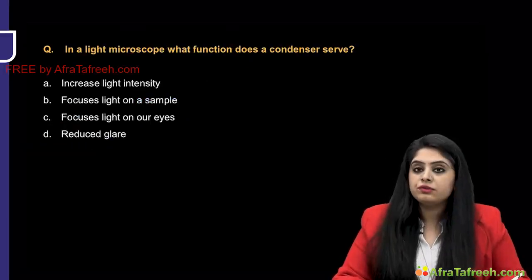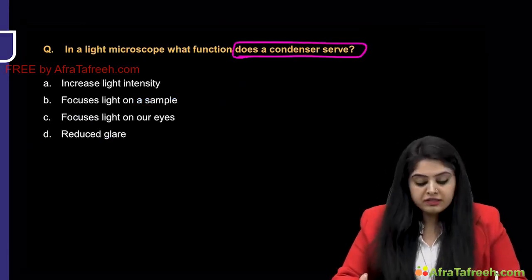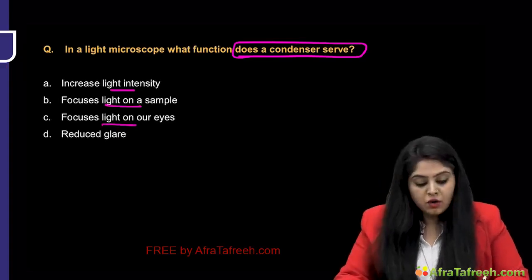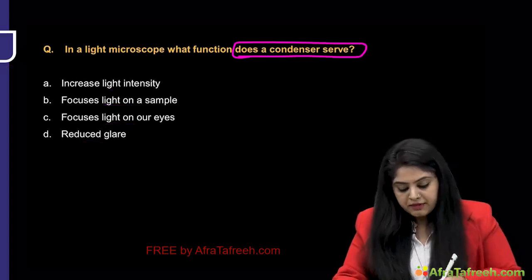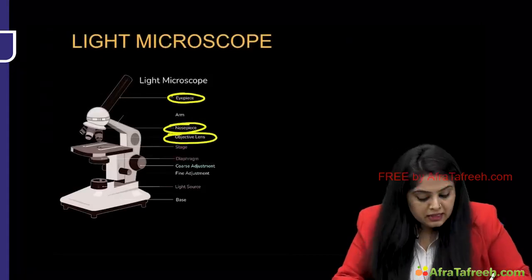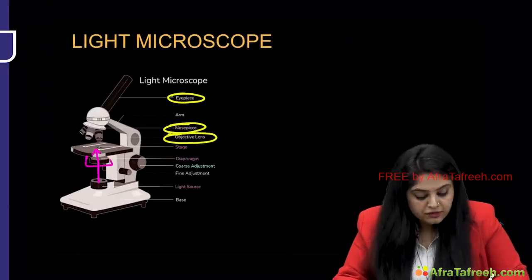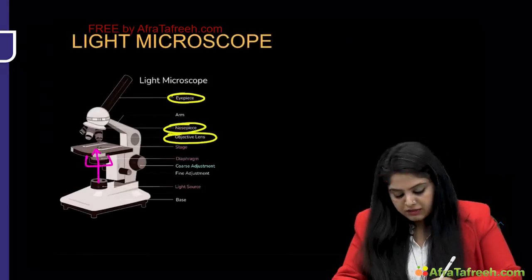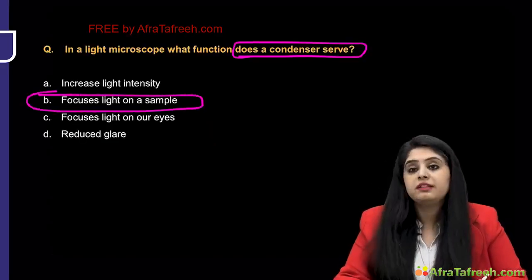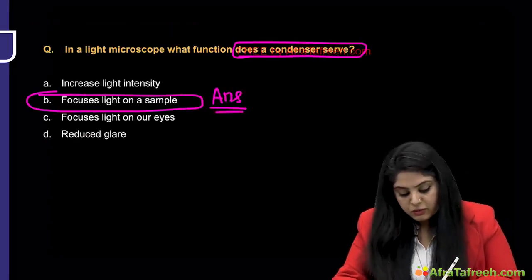In a light microscope, what function does a condenser serve? Does it increase the light intensity, focus the light on the sample, focus the light on your eyes, or reduce the glare? So do you remember that when I was showing you a microscope, if I come back to it, you will very well see that the condenser was focusing the light on the sample, right? This is where the condenser is present. So now if I make you answer that question, it's very obvious that it is going to focus the light onto the sample, not onto my eyes. So that's the answer over here. Let's take up the next question.